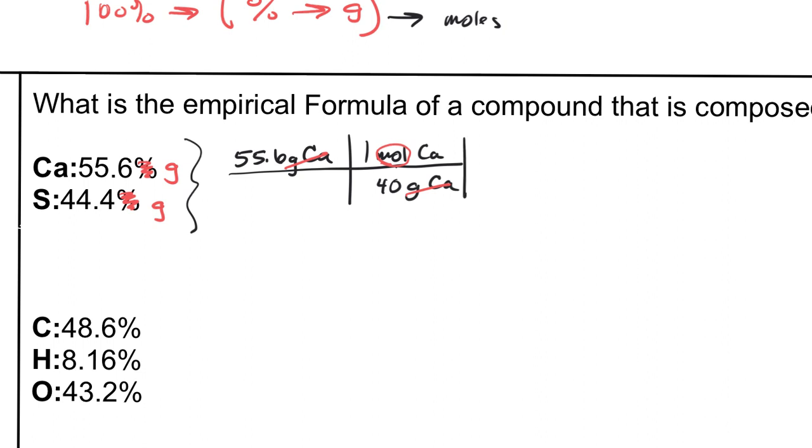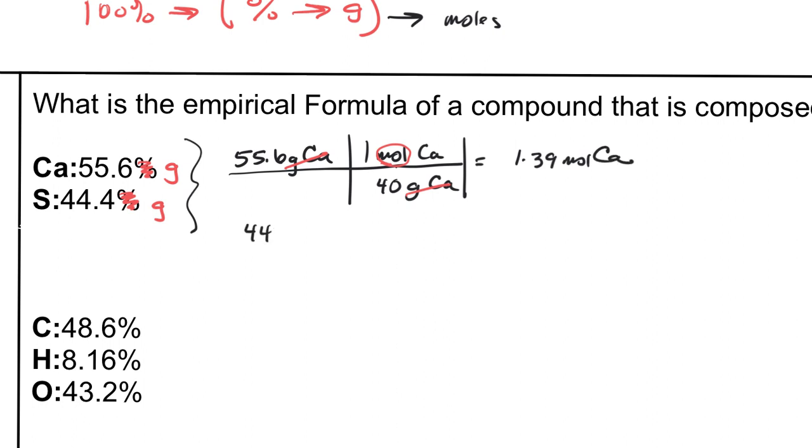If I go ahead and do the math, multiply across, I'm going to take the 55.6 multiplied by 1, that'll give me 55.6 in the numerator, and I'm going to go ahead and divide that by 40. And so if you do the math here, what you wind up getting is 1.39 moles of calcium.